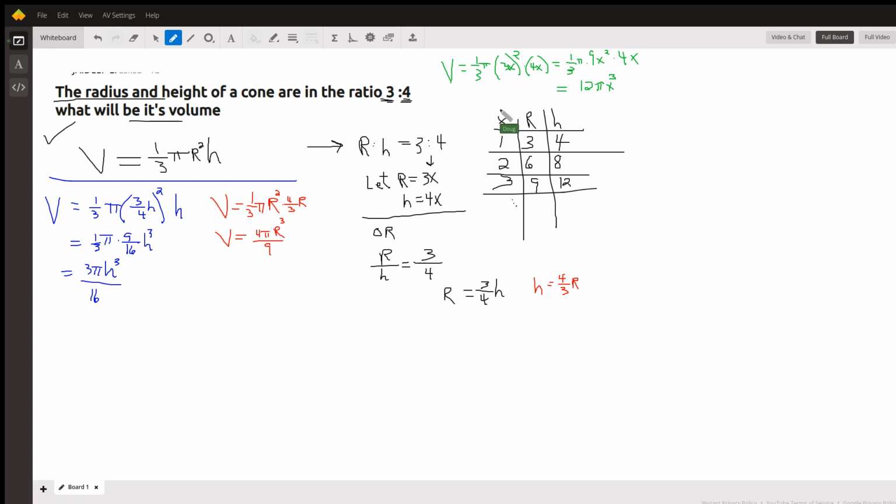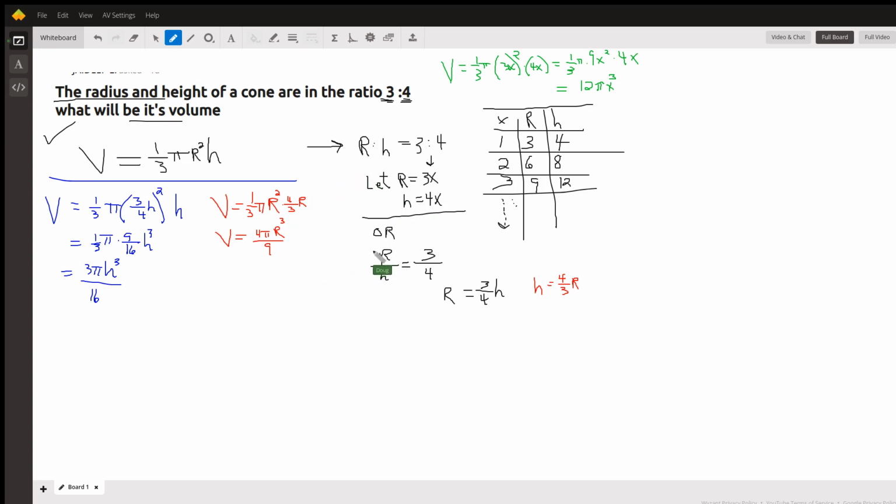Here's a table with some sample values. When X is 1, R would be 3, H would be 4. When X is 2, it would be 6 and 8, then 9 and 12, and so on. You could have as many different possible values in here as you wanted.